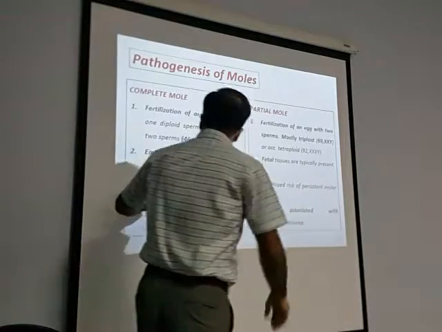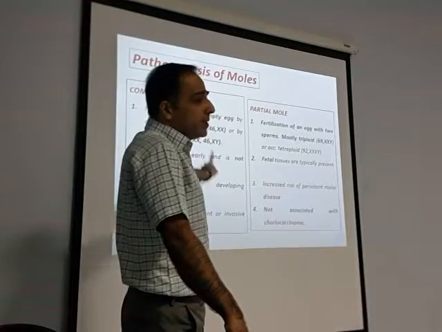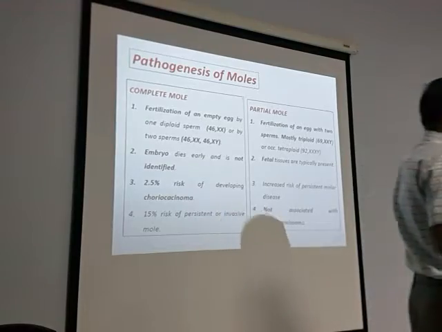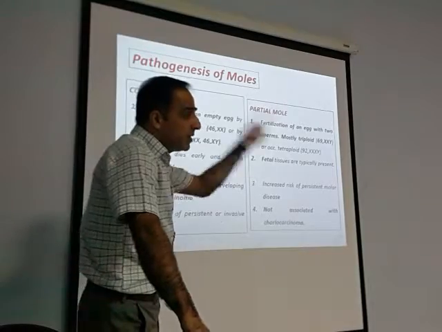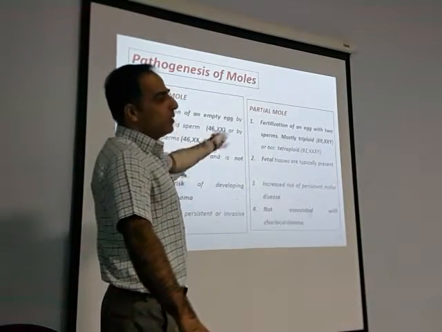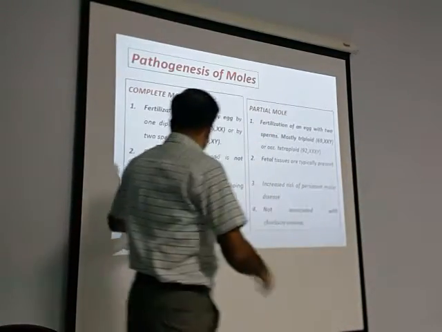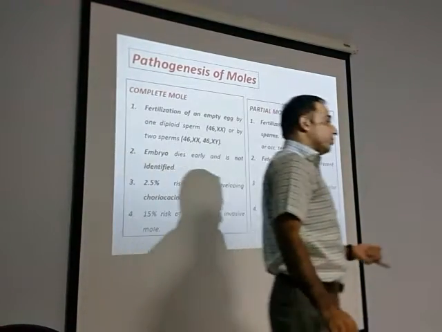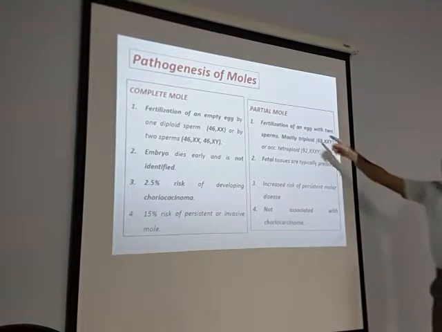So here there is a 2.5% risk of developing choriocarcinoma. If a person is diagnosed with a complete mole, then 2.5% will go on to develop choriocarcinoma, and 15% will have persistent disease. So again you can find the mole, or an invasive mole, which will invade deeply. There are chances of persistent disease, and chances of developing carcinomas also. So genetics is wrong here, isn't it? Yes, there is something wrong with the genes. Partial mole: here the egg is normal.